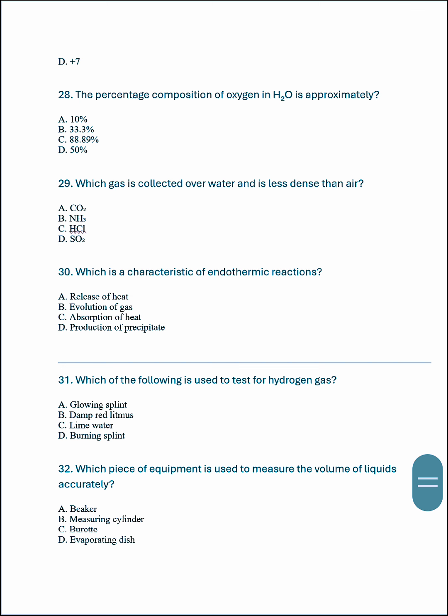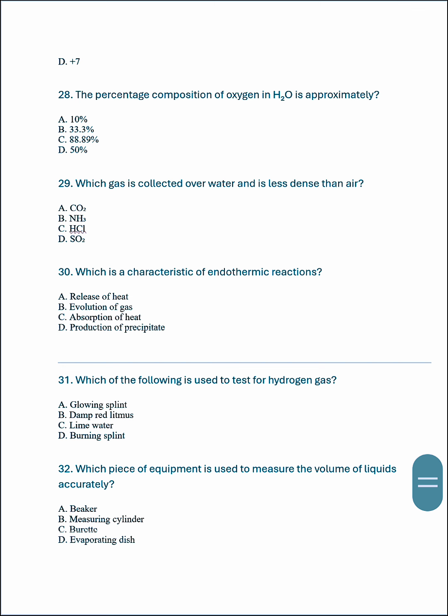88.89%. Okay. Now 29. Which gas is collected over water and is less dense than air? This one is very simple. The correct answer is B. 30. Which is a characteristic of endothermic reaction? Endo, not exo. Endothermic reaction. So the correct answer there is C.